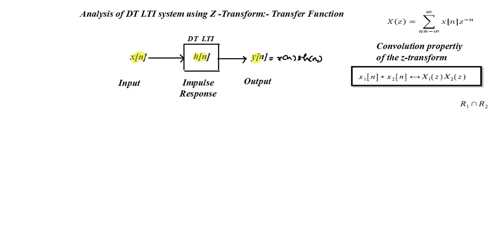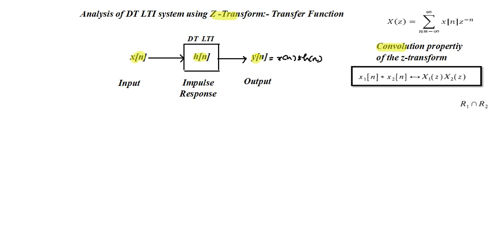But in Z transform we know the convolution property. If there is a convolution operation x1 of n convolution x2 of n, instead of finding the convolution in time domain, this operation becomes multiplication in Z domain, x1 of Z into x2 of Z. That is, convolution in time domain becomes multiplication in Z domain.